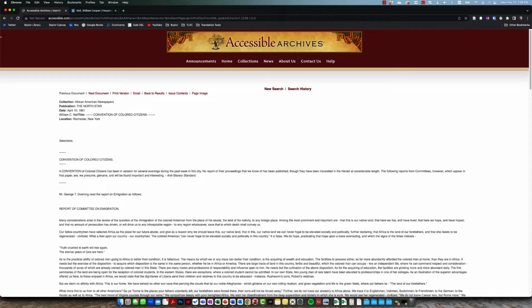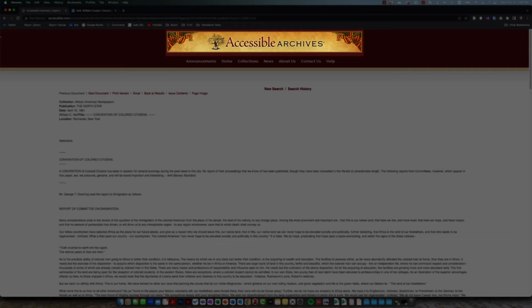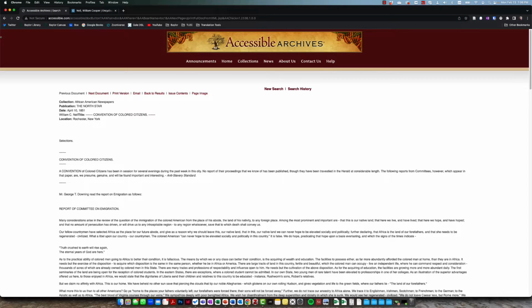So I've pulled up here a newspaper article that I found through a database called Accessible Archives. You can find this database on the Baylor databases page. Now, if I were sourcing this newspaper article, I would need to find out the answer to the various questions that we just went over. Fortunately, I can answer all of these questions using the Accessible Archives metadata, as well as a little bit of outside research. So let's check it out.